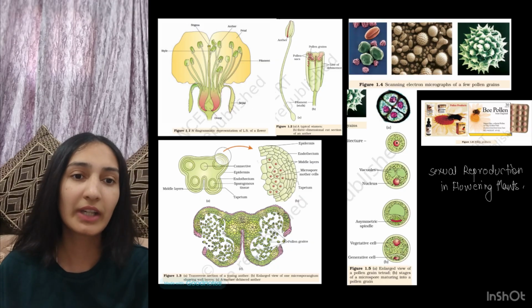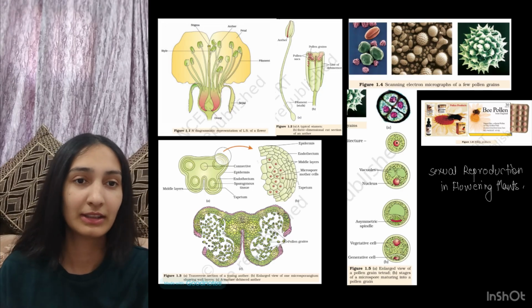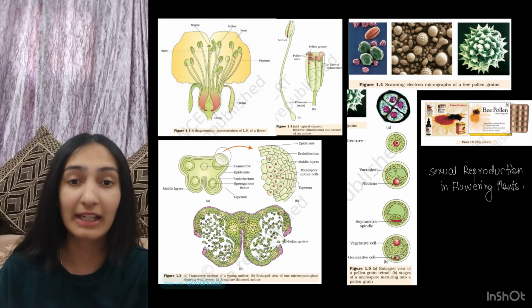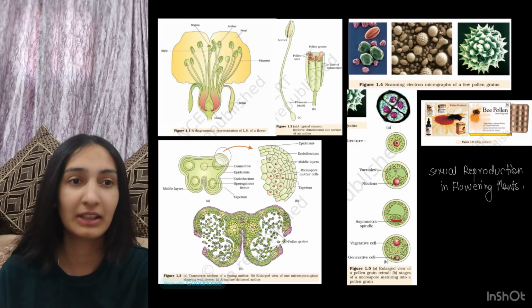So, first of all, let's start with the chapter Sexual Reproduction in Flowering Plants. Look at figure 1.1, which is a diagrammatic representation of LS of a flower. What are the labelings that are important? We have stigma, style, ovary, then we have anther, petal, filament, and the sepal.